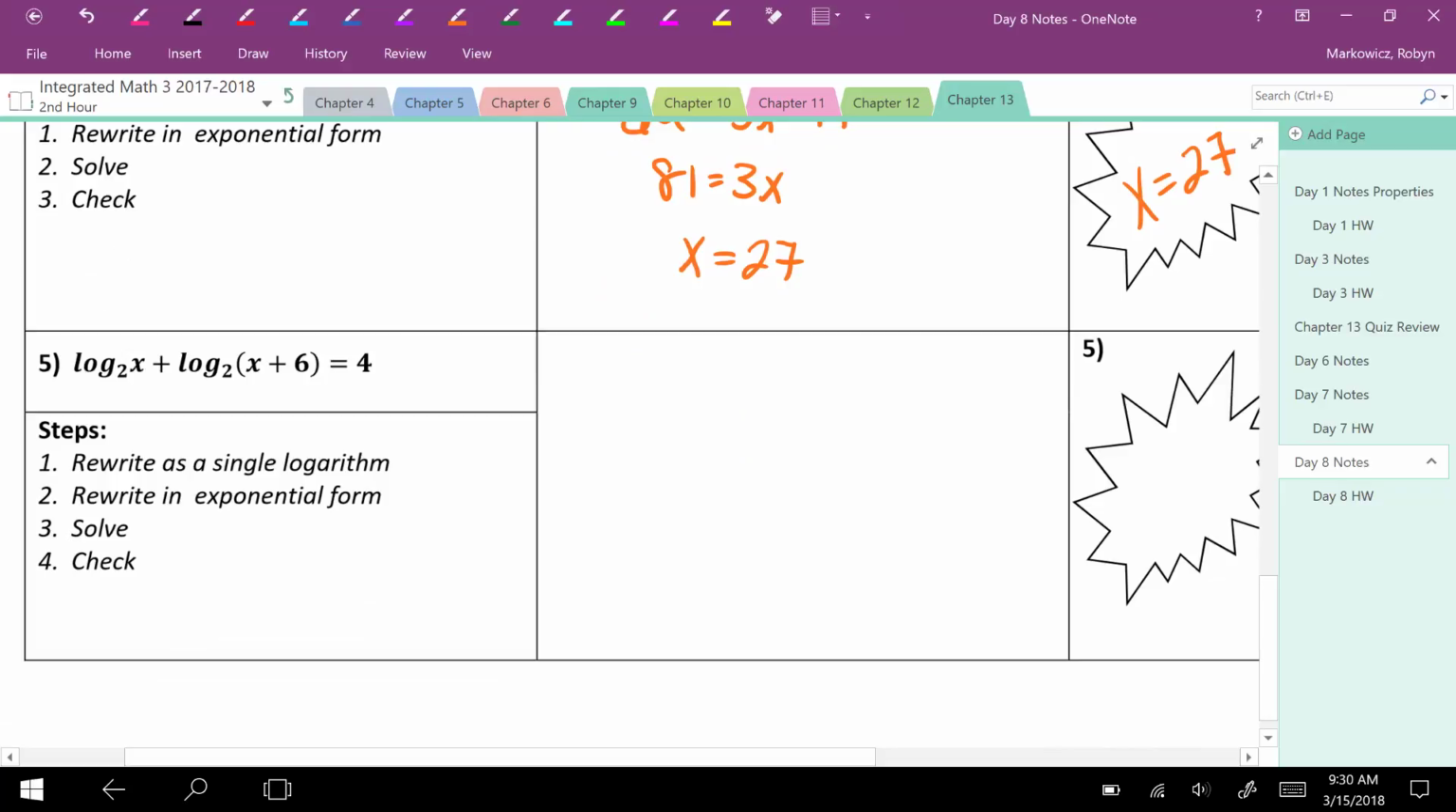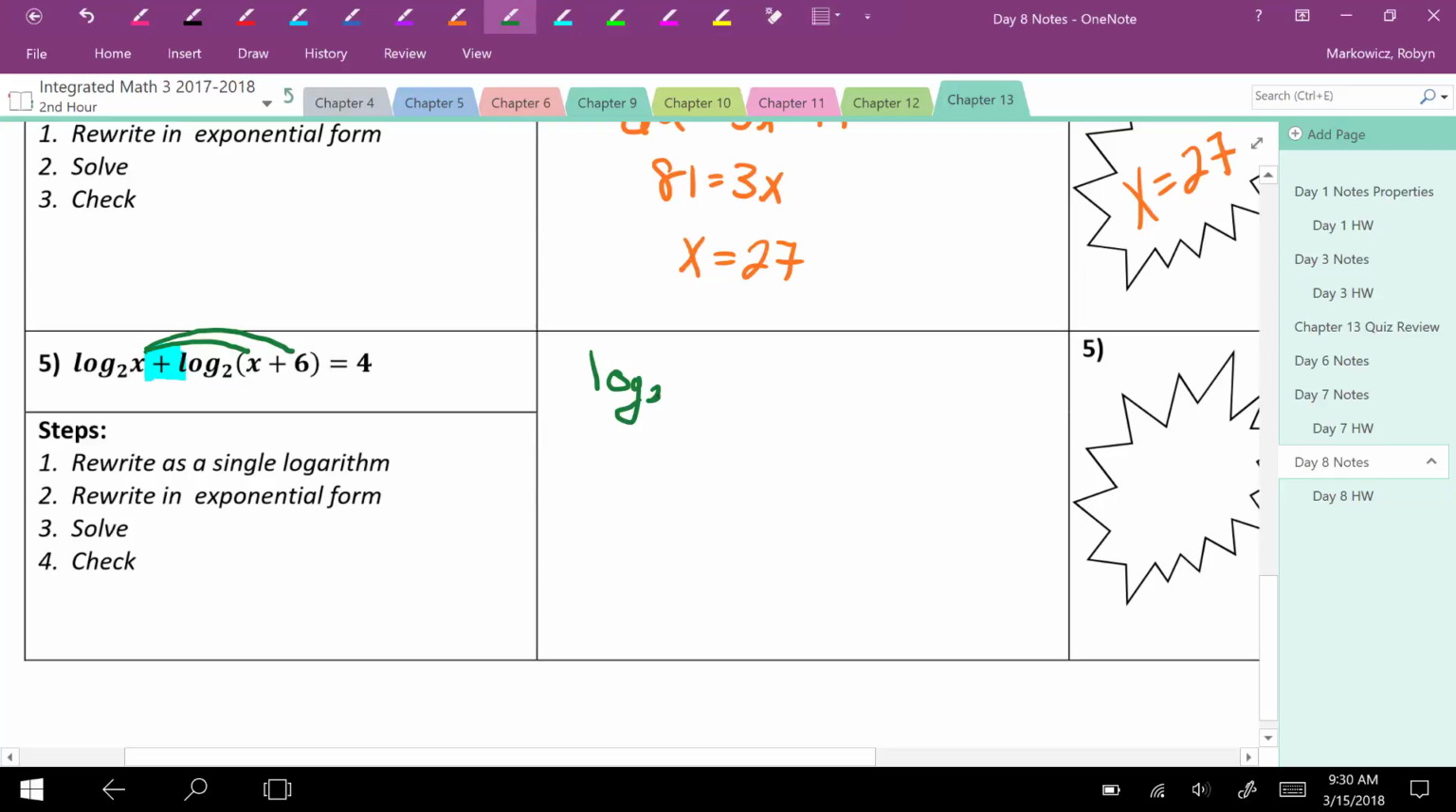I see 2 logs on one side. When you see 2 logs on one side, what should you do? We need to condense to 1. Since we see addition, what operation does it actually tell me to do? Multiplication. So I'm going to come here and write it as log base 2.